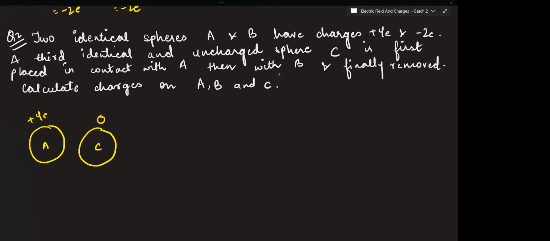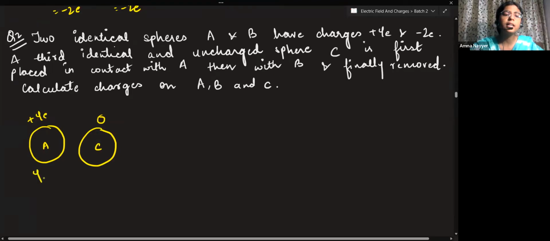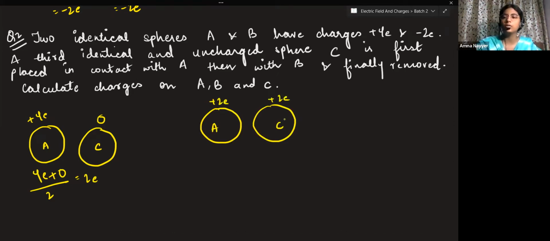So even if you have to calculate it, it will be in this manner. 4e in this, from here 0, divided by 2. Take out the mean value. So this will give you 2e. So 2e will be on A. Now this is after conduction. This will be A. This is C. This is 2e and this is 2e. Now C has 2e amount of charge.